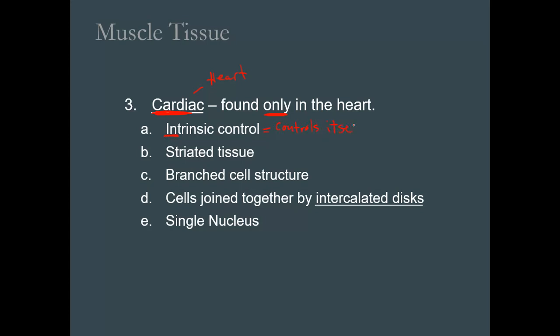Now, this gets a little confusing, so bear with me. Intrinsic control is a special type of involuntary. So, in other words, if you've ever gotten scared and you feel your heart beating really fast, you cannot control it. It's involuntary. You can't slow your heart down if you want to. You can't speed your heart up. It doesn't have any sort of conscious control. So it is involuntary.